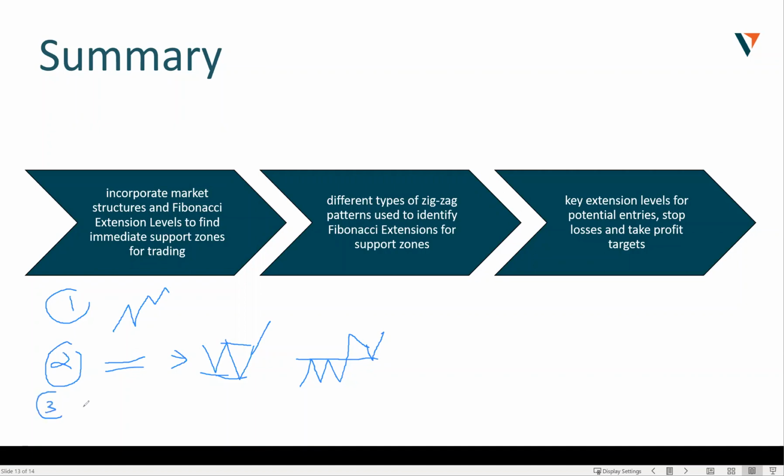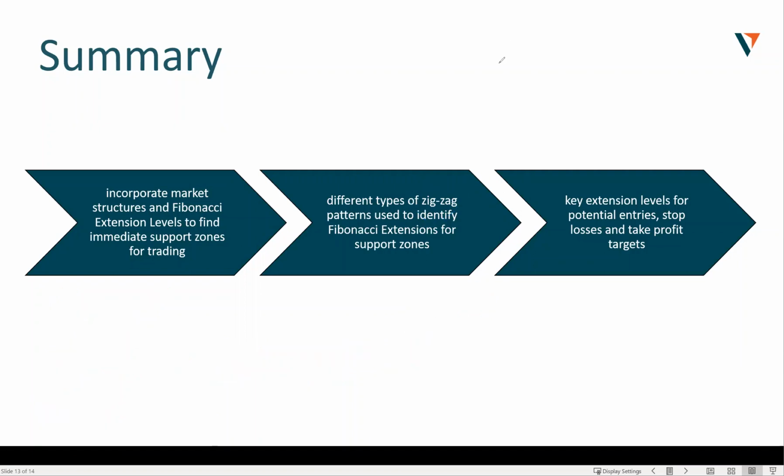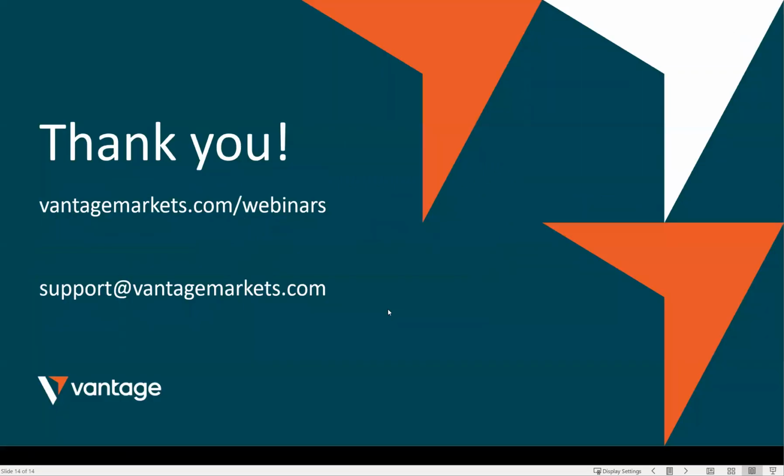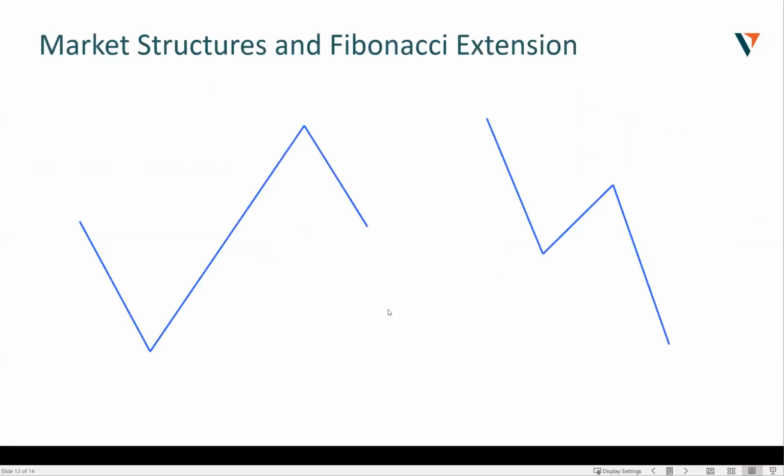The third step will be trying to find zigzag patterns. There are 2 kinds of zigzag patterns for Fibonacci extensions that we have covered, that you want to keep a lookout for. And these are the 2 zigzag patterns that we have.